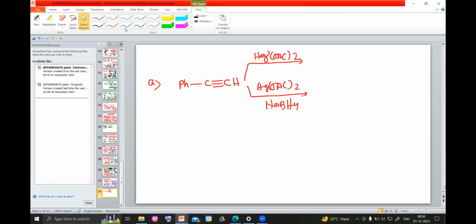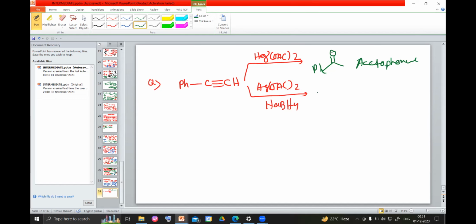Now let's come to this problem, the last problem of this session. Hg(OAc)2, simple Hg(OAc)2. We have previously seen that this will add OH at this position. So we will get this, similar to the previous one. The name of the compound is acetophenone. Acetophenone is the product when we do Friedel-Crafts acylation on benzene.